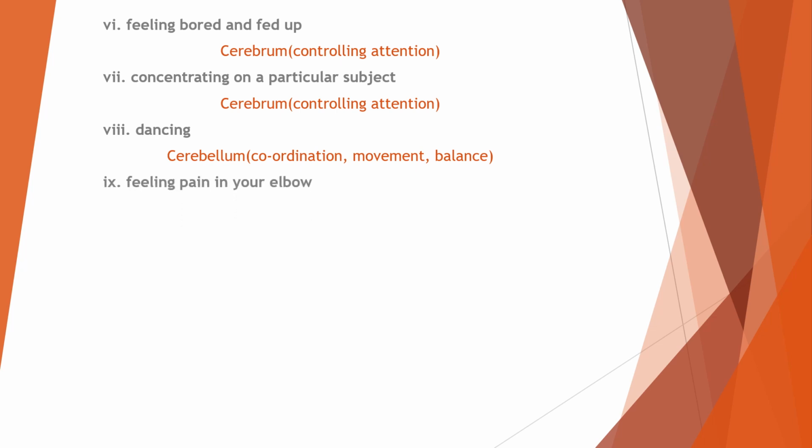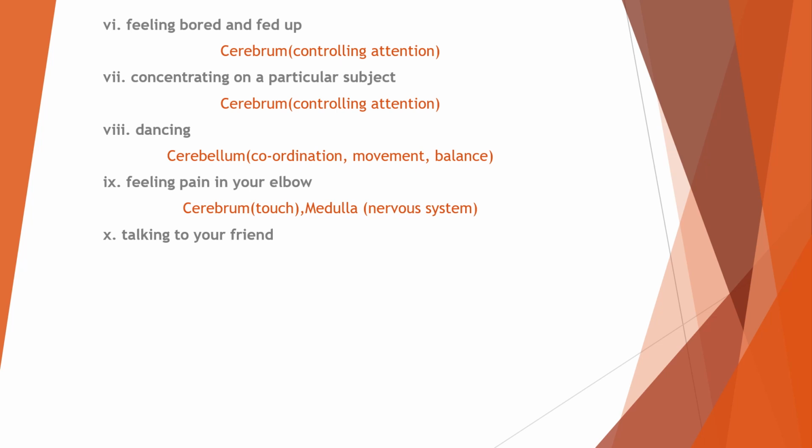The next action is feeling pain in your elbow. What do you think that when you are feeling pain in your elbow, which part of brain will be the most active? Two parts of the brain will be the most active parts, and that are cerebrum and medulla. Cerebrum will be the most active part because this action involves touch, and medulla will be the most active part because this section is related to your nervous system.